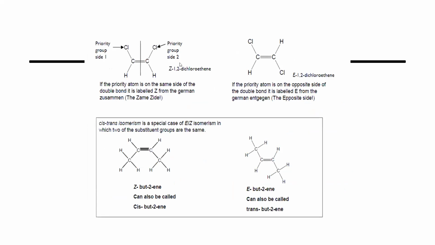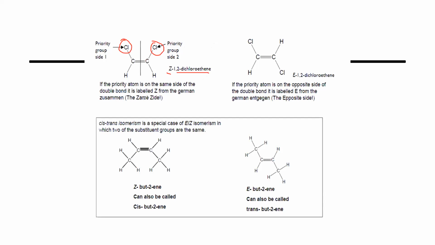Now, as you can see, you have a compound 1,2-dichloroethene. For this 1,2-dichloroethene, when you check the priority group, chlorine has the greater mass, 35, average atomic mass is 35.5. Chlorine is on the left hand side, chlorine is at the top. On the right hand side also, chlorine is at the top. So when they are on the same side, we use the term Z. So it is 1,2-dichloroethene, but Z-1,2-dichloroethene.